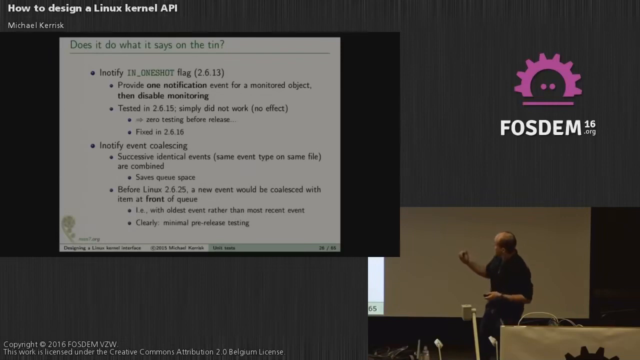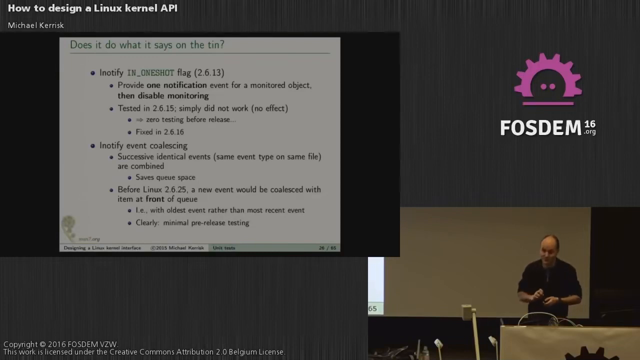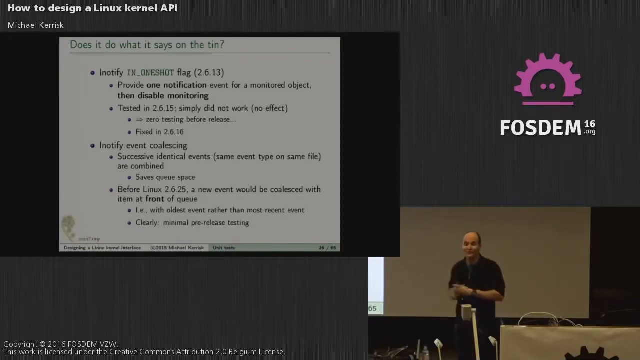That came out in 2.6.13. By Linux 2.6.24, someone noticed that the coalescing of events was not with the event at the back of the queue, but with the event at the front of the queue. In other words, the newest event was coalesced with the oldest event on the queue, which makes no sense.